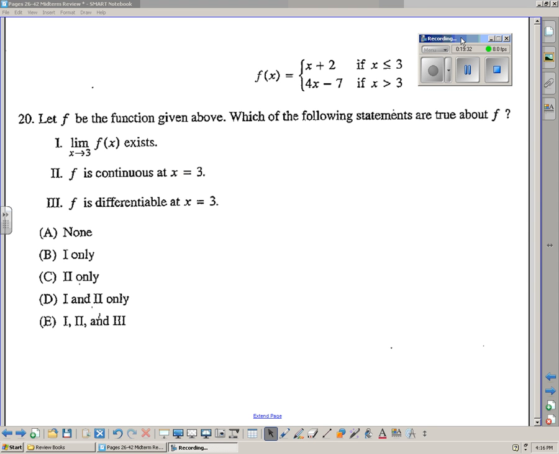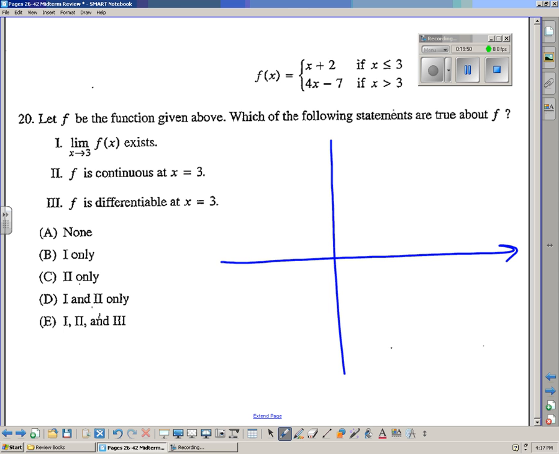Which of the following statements are true about f? Interesting question. We've done these. The limit as x approaches 3 exists. f is continuous at x equals 3. f is differentiable at x equals 3. Well, let's talk about this. Maybe a sketch would be appropriate here if we thought about what this means. 3 is the glue point, or what I call the glue point, where you're kind of taking these functions and putting them together.